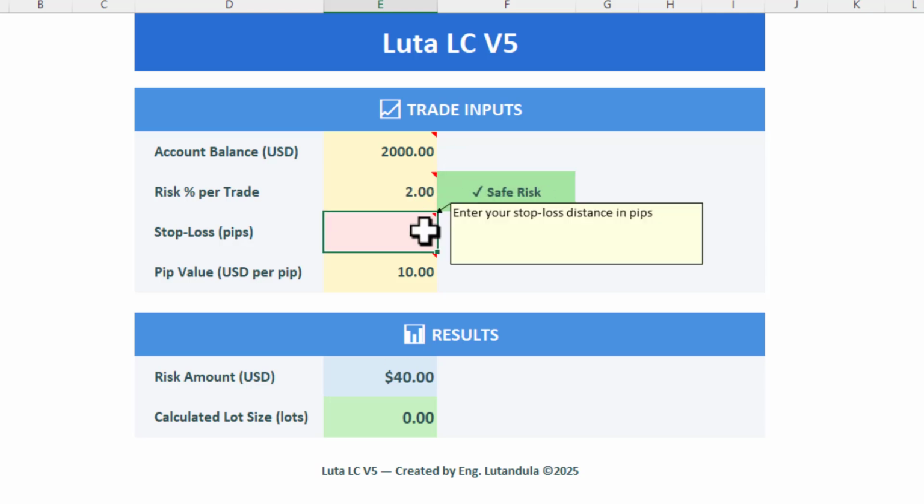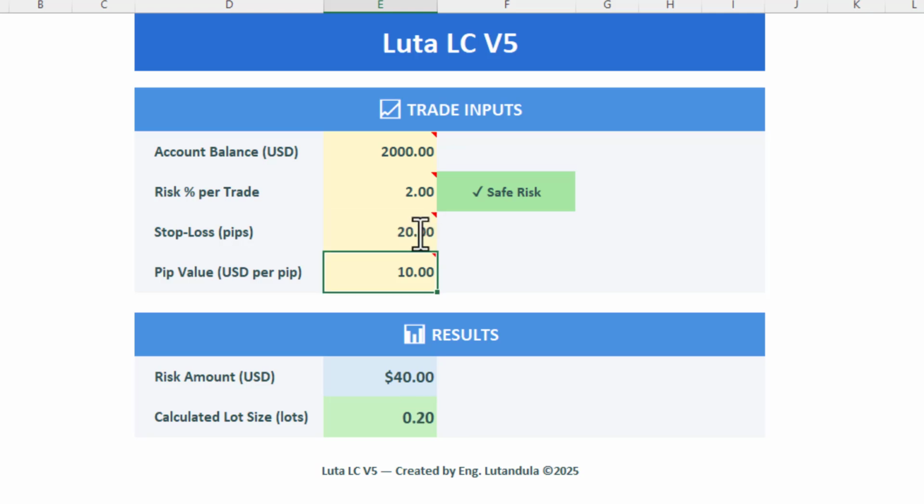Next is your stop loss in pips. This part is simple, but extremely important. Your stop loss determines how much room your trade has to breathe. A tighter stop means a different lot size from a wider stop. So, if your strategy needs 20 pips, you enter 20. If your strategy is more flexible and uses 40 or 50 pips, you enter that. The calculator adapts automatically. The key thing to remember is lot size always depends on stop loss. That's why this tool is so helpful.